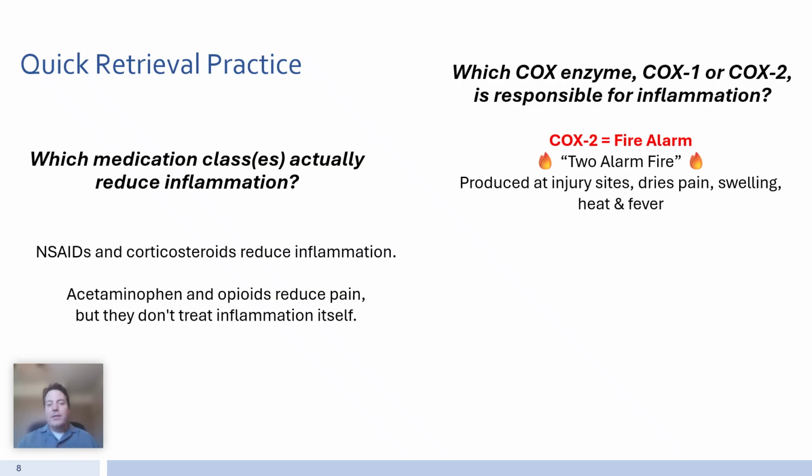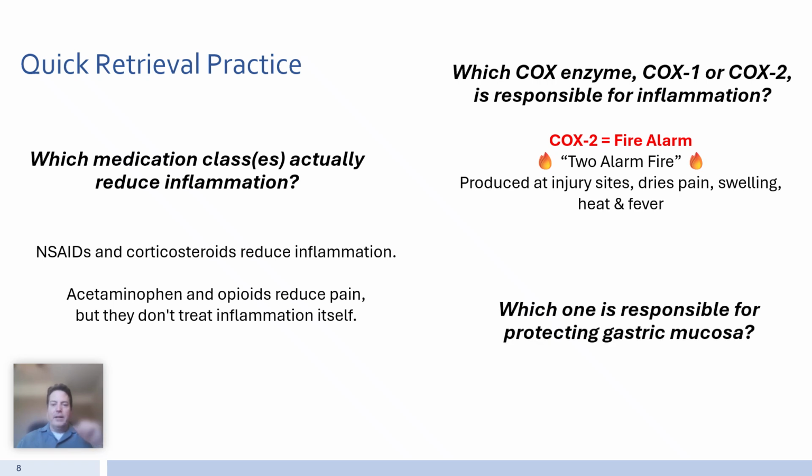Well, the answer is COX-2, the fire alarm. Think of a two-alarm fire with two little flames on there. So when you think COX-2, you're thinking pain and swelling and heat and all those things related to inflammation. I want you to think of a two-alarm fire. And that's produced at the injury sites. It drives the pain and swelling, heat, and fever.